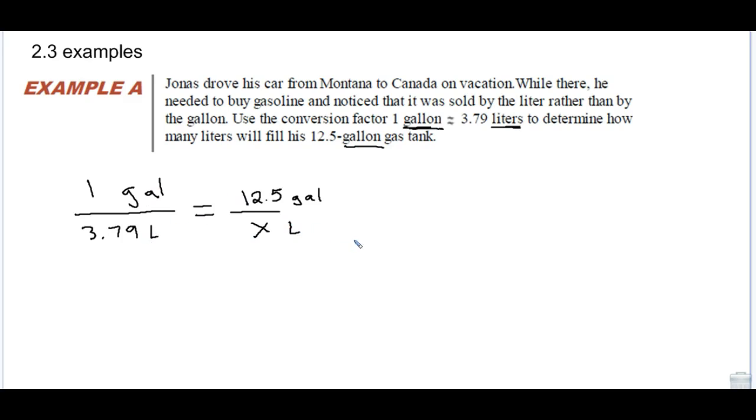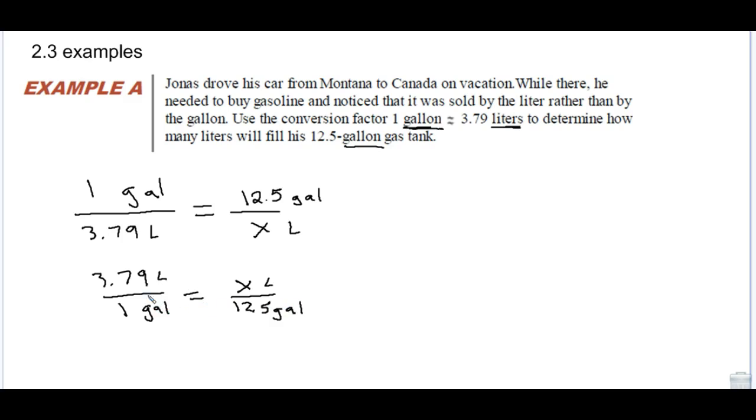Okay, so then I can go ahead and solve this one. What I'm going to do is 3.79 liters over 1 gallon is going to equal X liters over 12.5 gallons. Now, could I have set this one up right away just like this? Of course, it doesn't really matter how you set it up. You might want to put liters on top, gallons on bottom, or gallons on top and liters on bottom. It doesn't really matter how you write your proportion as long as the units match up.